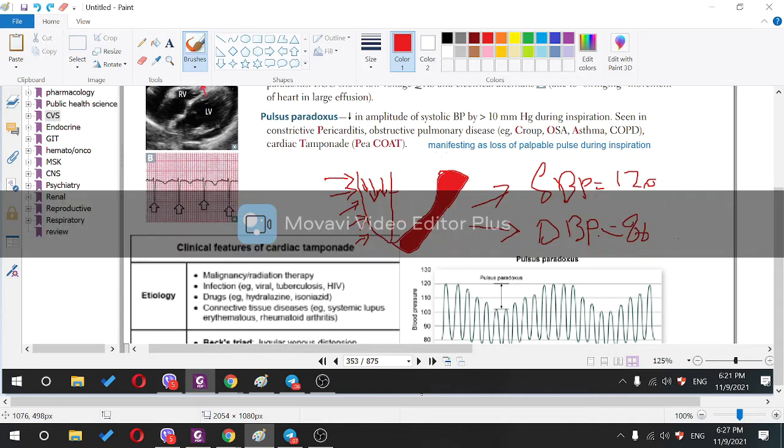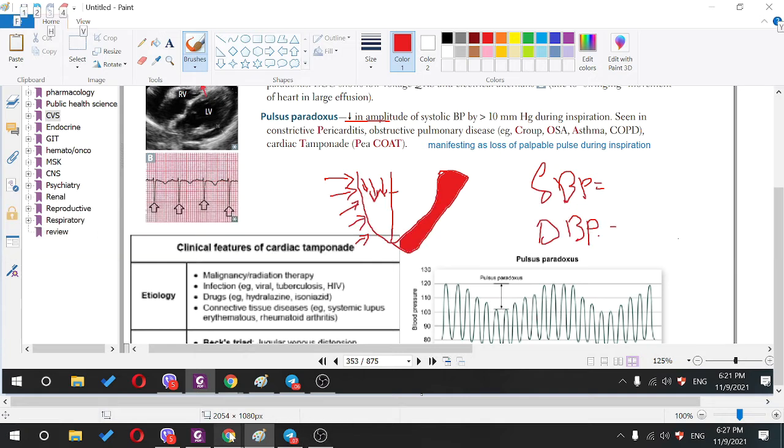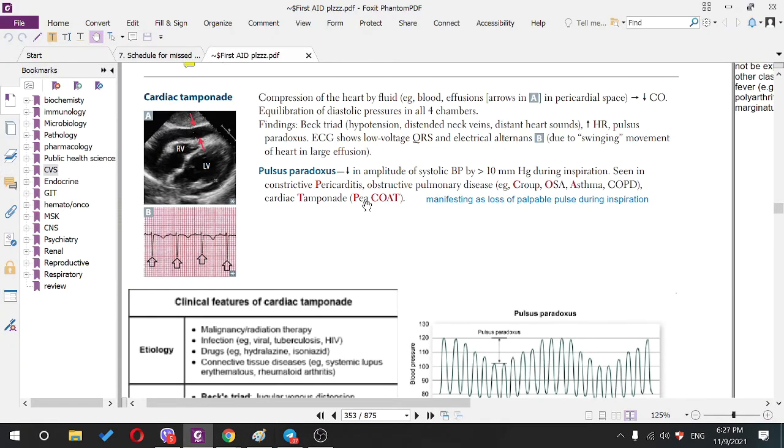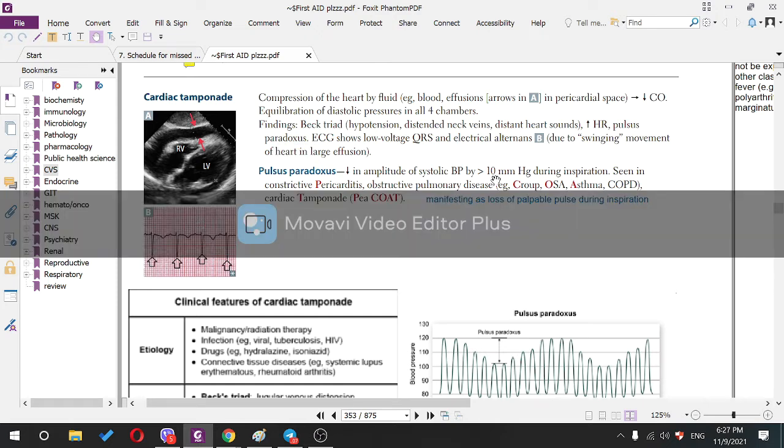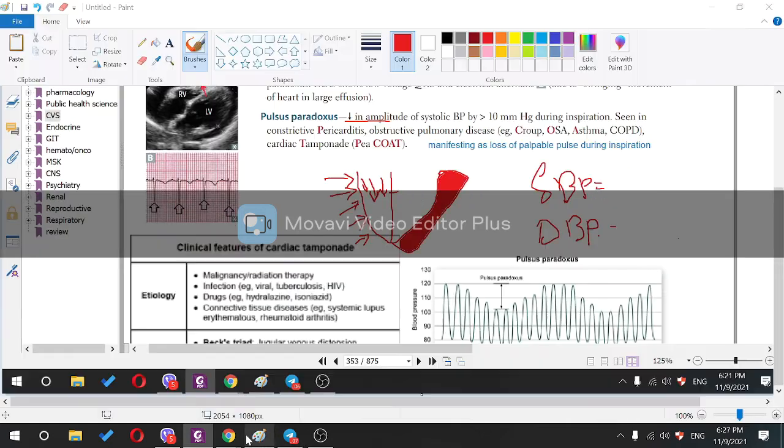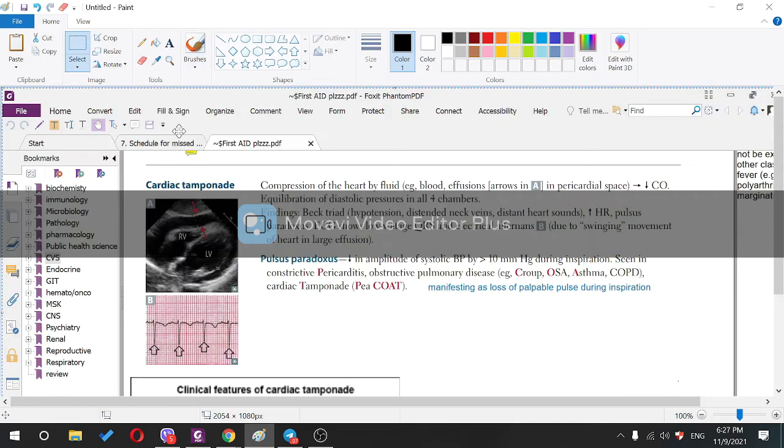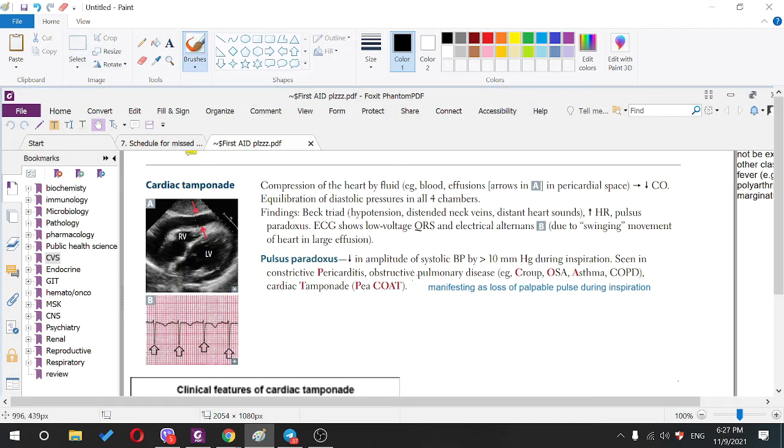So let's read what they write. Decrease in the amplitude of the systolic blood pressure by, oh, I made a mistake. Okay. Again, let's take a look here. So there is pulsus paradoxus. I made a mistake. I was like, something does not make sense. Okay, now it makes sense. So yeah, the person who wrote in the beginning, you were right. I hate when I am wrong, but it happens.